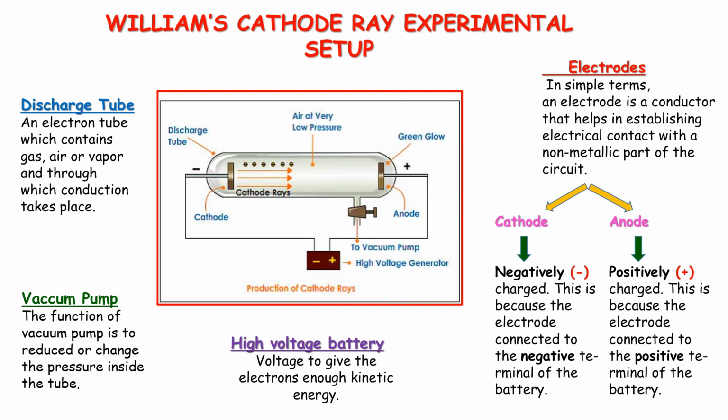In this diagram you can see electrodes at each end of the tube. The one on the right side is the anode and it is positively charged as it is connected to the positive terminal of the battery. Whereas the one on the left side is the cathode and it is negatively charged as it is connected to the negative terminal of the battery. A high voltage battery gives the electrons enough kinetic energy. And a vacuum pump reduces the pressure inside the tube.